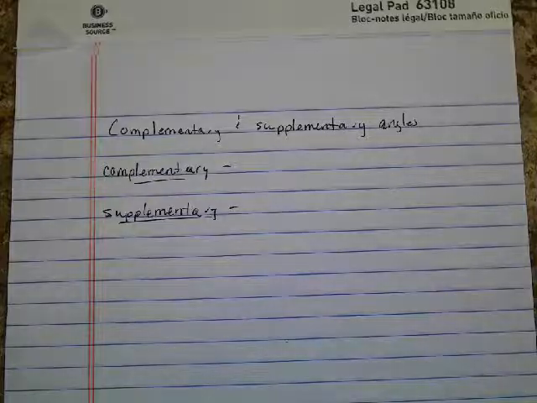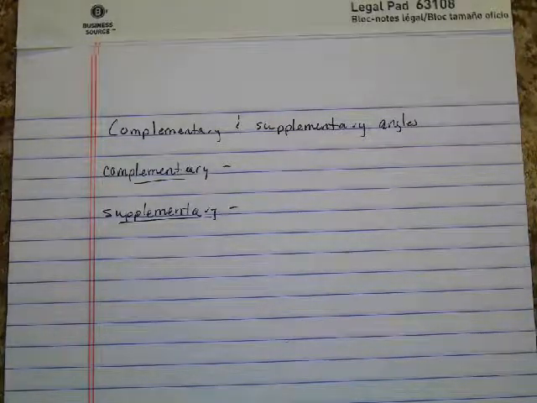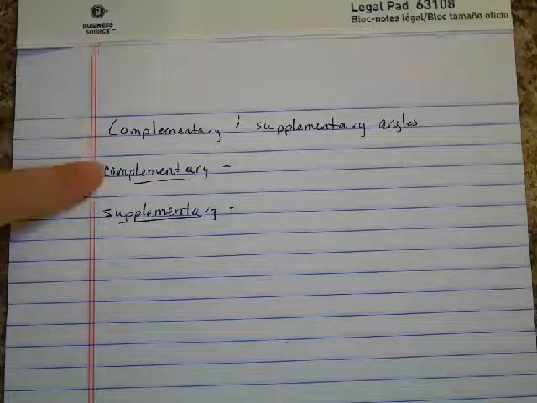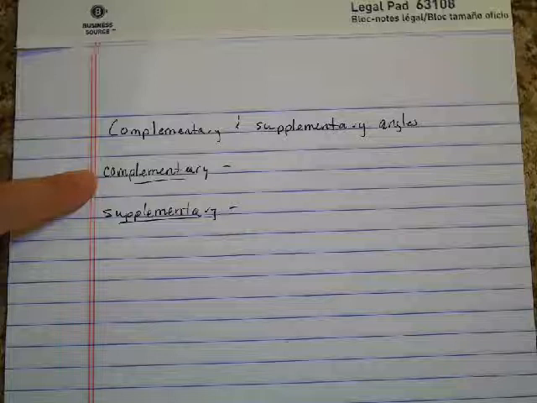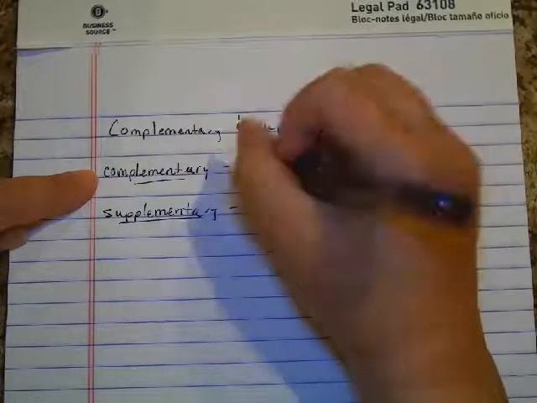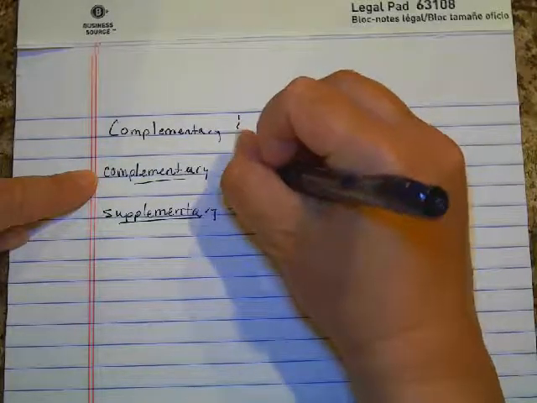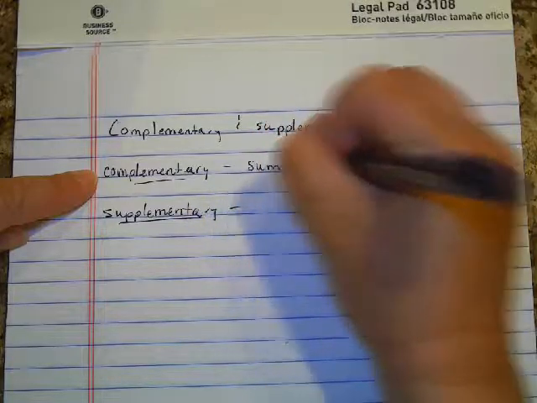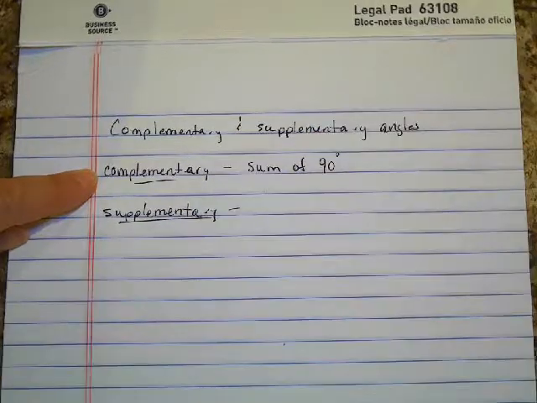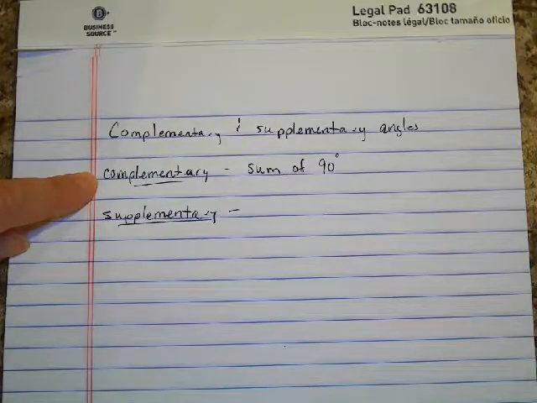Talk about complementary and supplementary angles when it has to do with radian measure. You already know and are familiar with these two terms from geometry. The first one is complementary. And in geometry, you said two complementary angles have a sum of 90 degrees. And again, it can only be two angles.